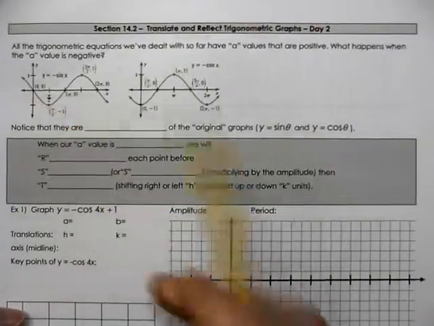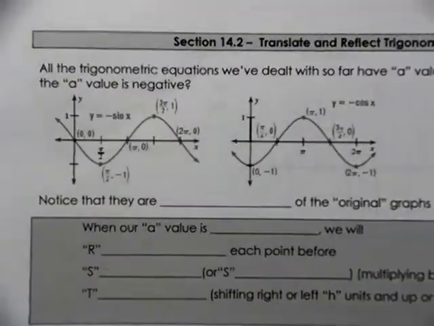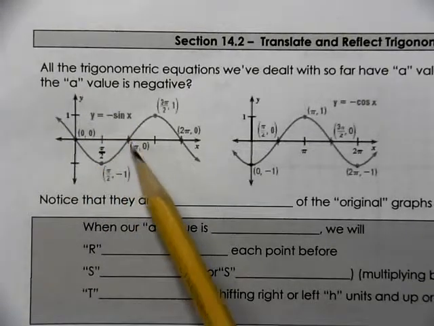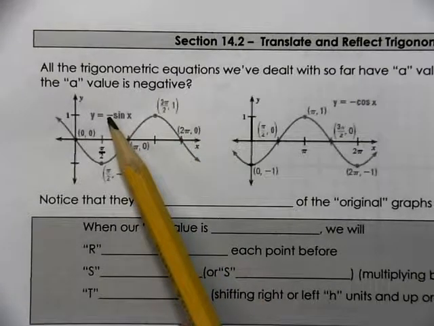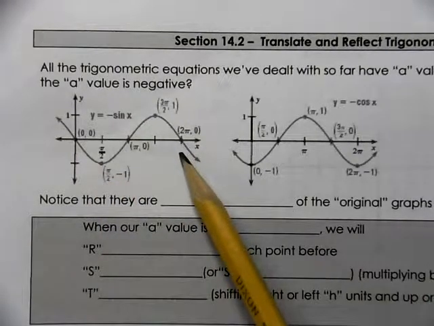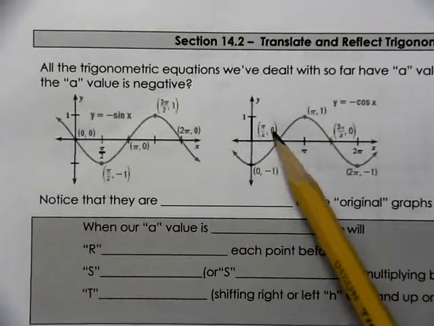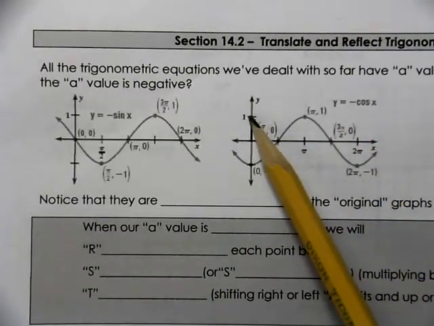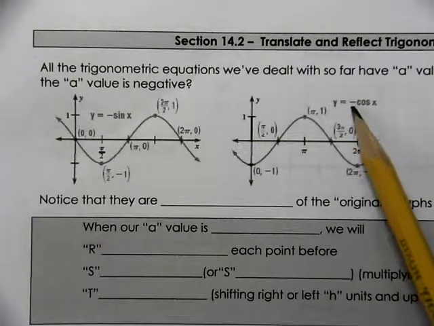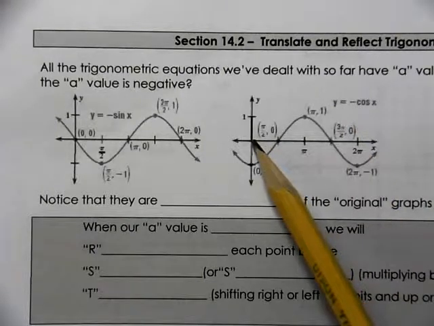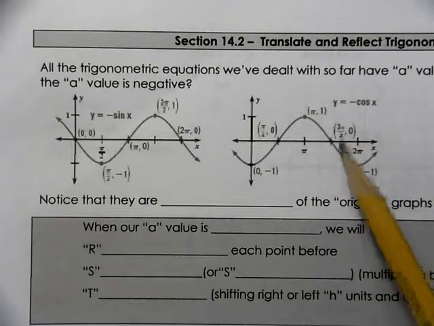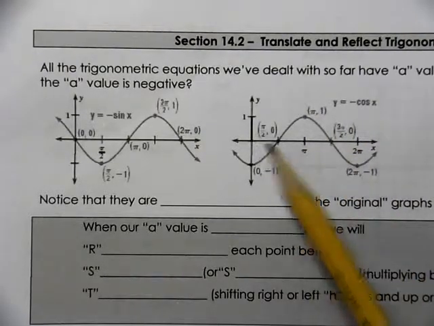If we look here at our graph, we're noticing that the sine graph, which would typically be 0, 1, 0, negative 1, 0, when you throw the negative in front, it flips it upside down. It reflects it over the x-axis. That's a reflection. Even with the cosine, which typically is 1, 0, negative 1, 0, 1, when you throw the negative in front, the a value is negative. It now starts out at negative 1 and builds up and then back down. So that's a reflection over the x-axis.